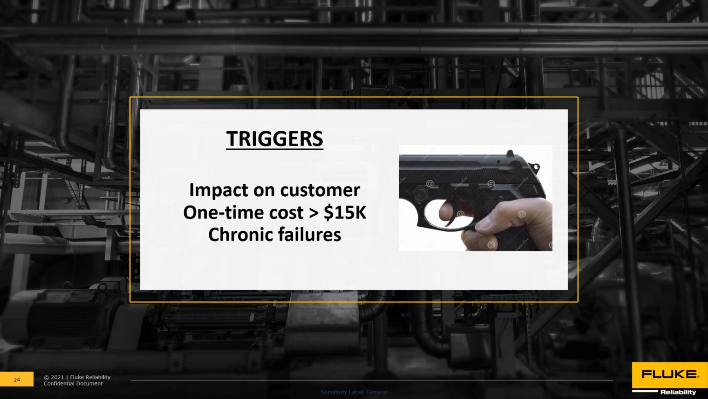Maybe it's really expensive, $100,000, or maybe something just seems to happen every week, or even on a monthly basis. Maybe you find something in your mean time between failure analysis that says, okay, we've got a chronic problem here, this type of pump or something, and that could be a trigger for it. If you don't document these triggers, then how do they get initiated?